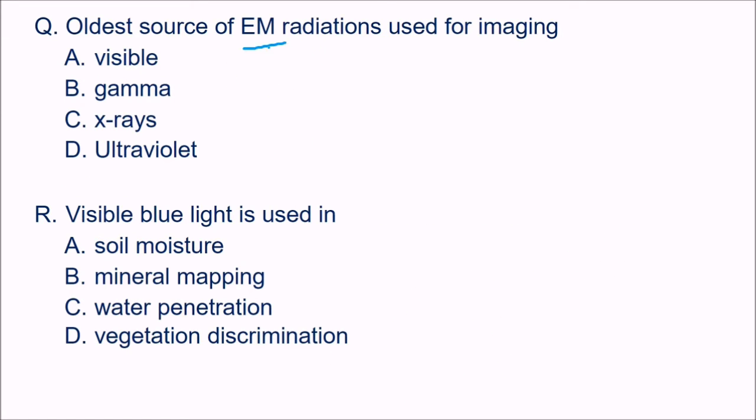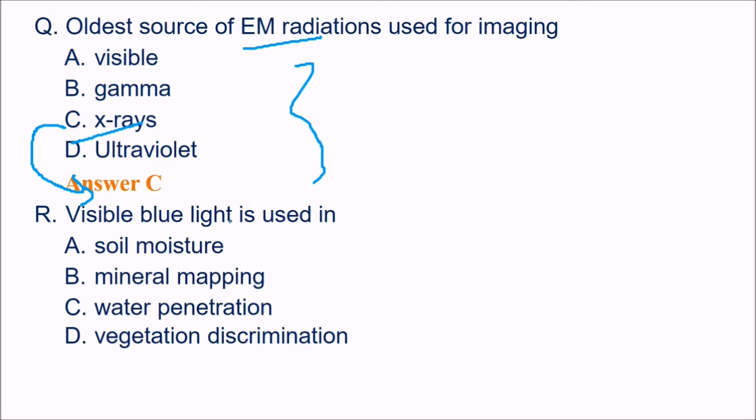What is the oldest source of electromagnetic radiation used for imaging? And you got it right. The answer is X-rays. Till now, X-rays are the most important for orthopedics and many other fields.